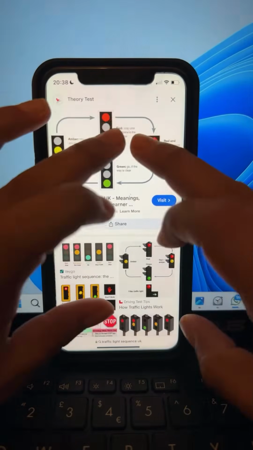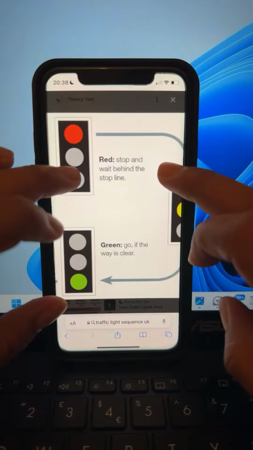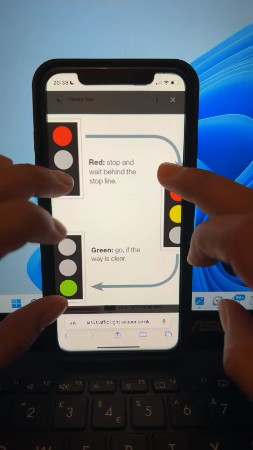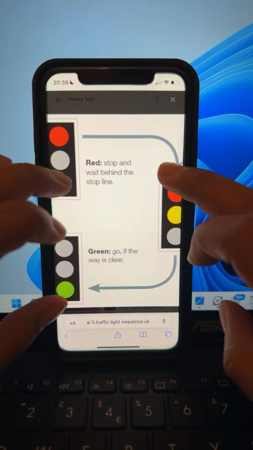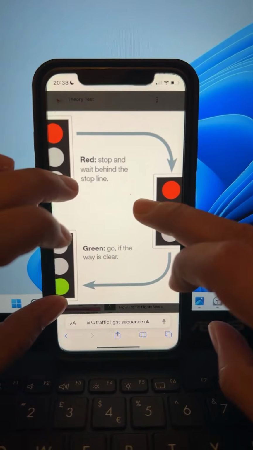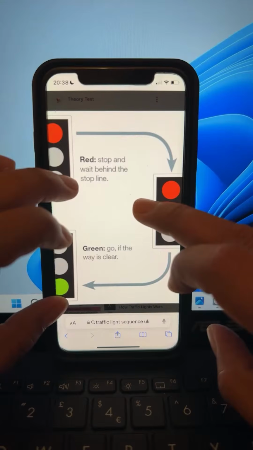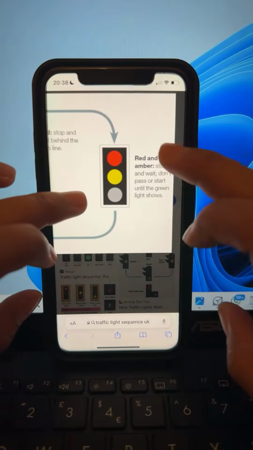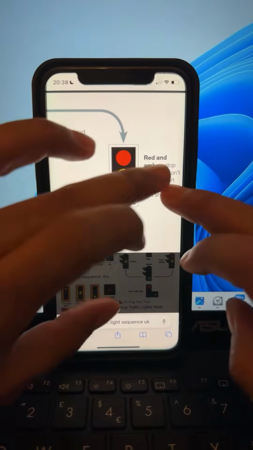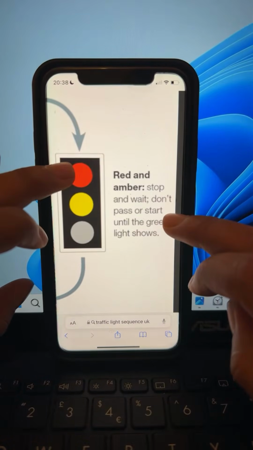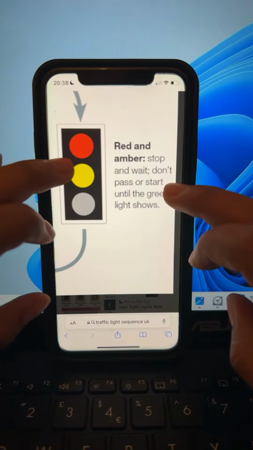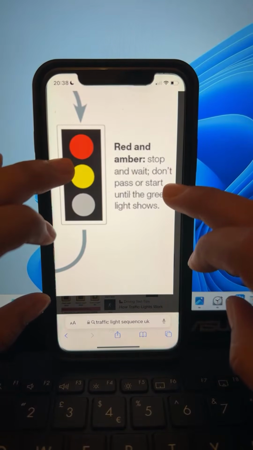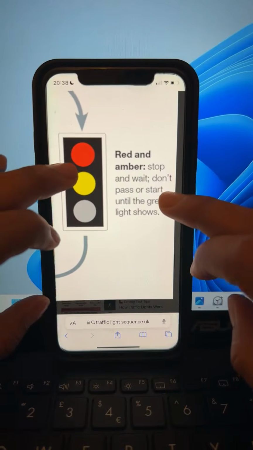What's the meaning? Red, we all know red. Red means stop at the stop line. Okay? Good. We all know that red means stop at the stop line. Stop and wait behind the stop line. Next, red and amber. What does it mean? Stop and wait. Don't go until the green is showing. So red and amber as well means stop. Keep waiting for the green. Okay? Don't carry on until the green light shows.